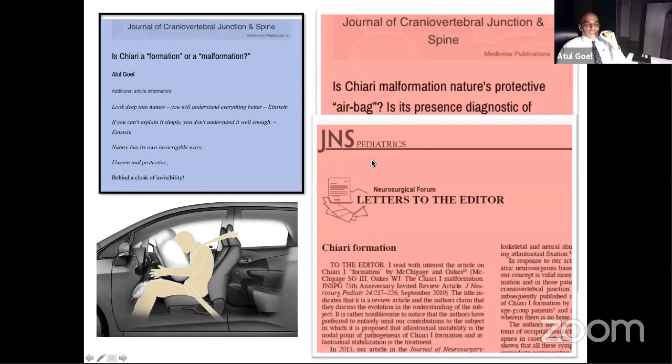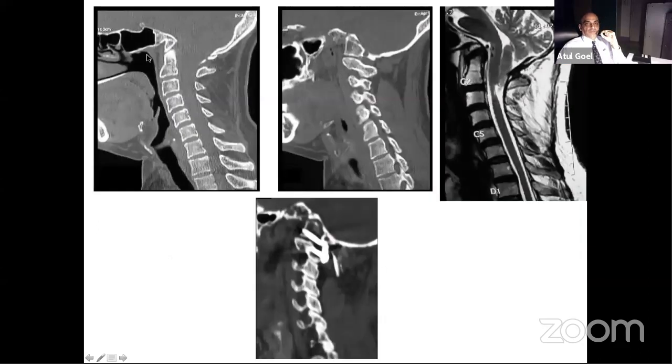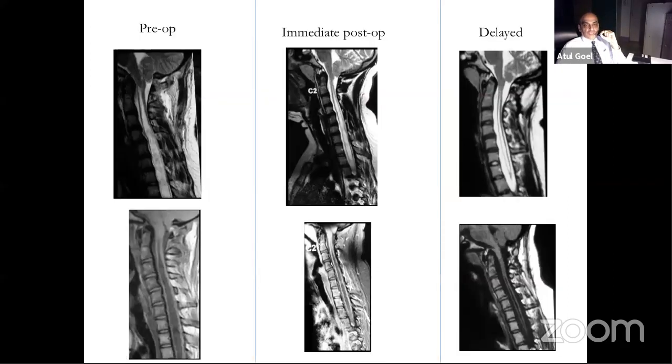This concept is a new concept, and there were many arguments in the literature on this concept. And we said that Chiari malformation is like a natural airbag. It is a protective phenomenon. It is a manifestation of potential or manifest atlantoaxial instability. So we should not call it malformation. We should call it Chiari formation. This is the case I have shown you already. There is Chiari malformation. There is no atlantoaxial facetal instability or atlantodental instability. Atlantoaxial fixation is the treatment.